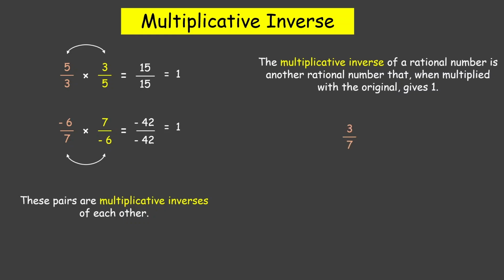So multiplicative inverse of 3 by 7 is 7 by 3. Multiplicative inverse of minus 5 by 2 is 2 by minus 5. Multiplicative inverse of 11 will be, now 11 is nothing but 11 by 1. So its multiplicative inverse is 1 by 11.